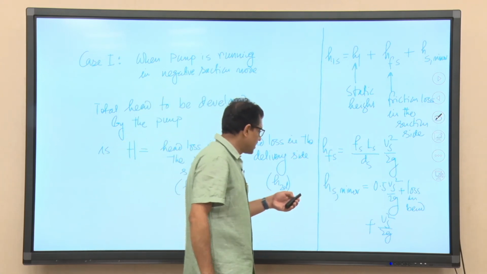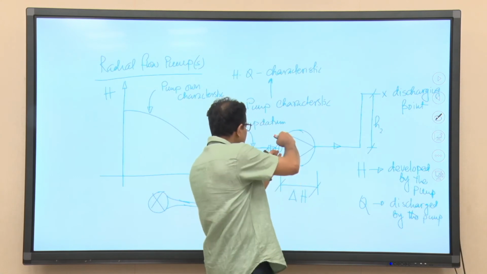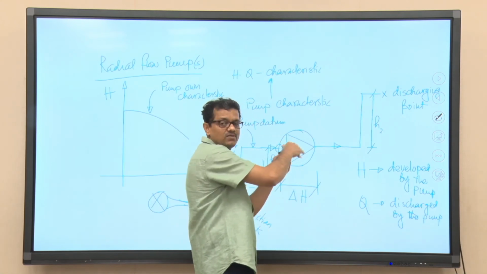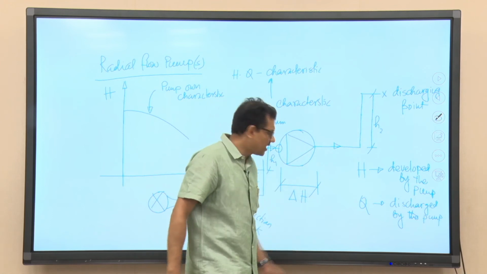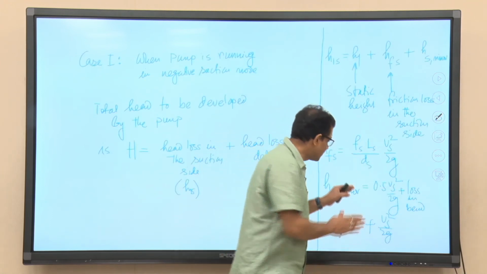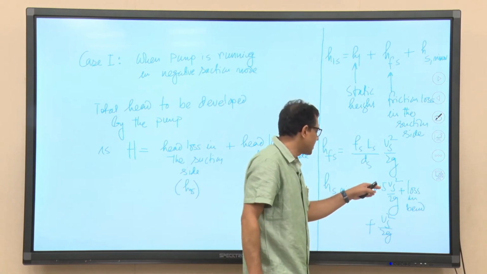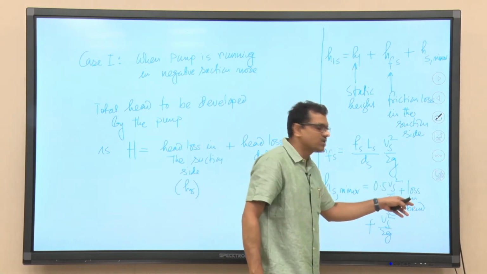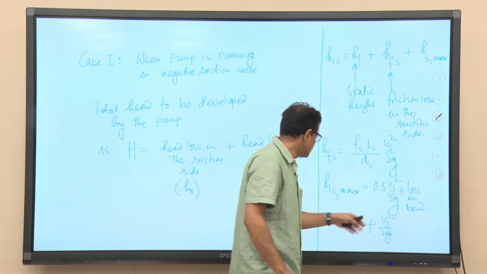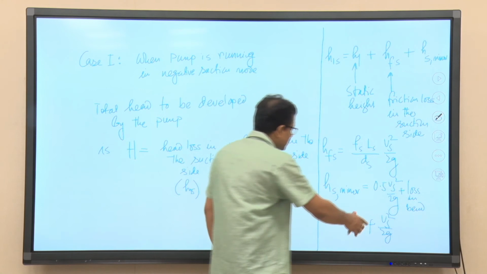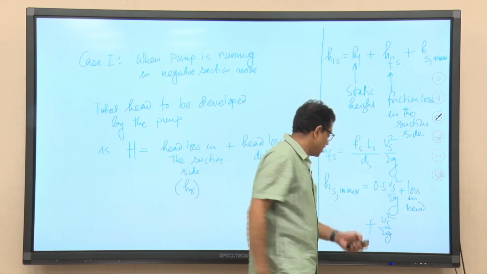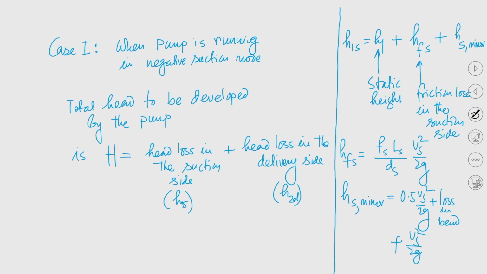You can understand that here the area will be much higher than the area of the pipeline. So, 1 minus A1 by A2 square will be equal to 1, and that is why this is Vs square by 2g. If we write it in terms of, it will be 0.5 Vs square by 2g, and the loss in the bend is also a function of Vs square by 2g. Eventually, we can write it as some constant into Vs square by 2g. So, Hs minor will be some constant into Vs square by 2g. You can easily calculate this constant.